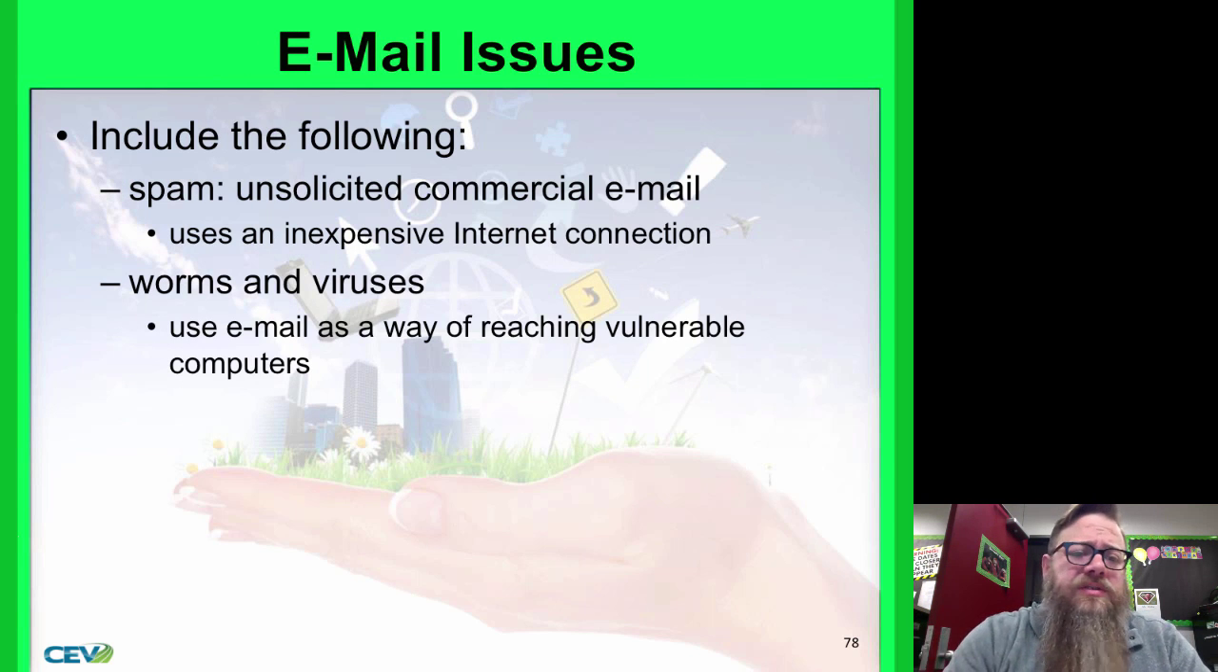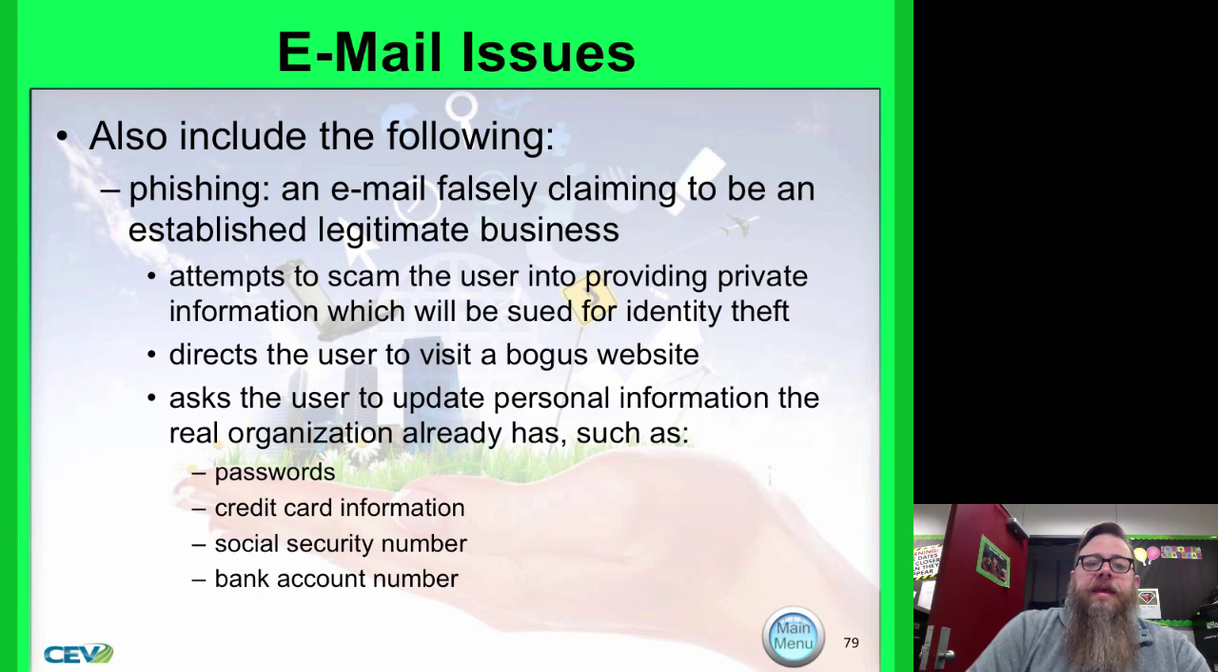Some email issues include spam. This is unsolicited commercial email. It uses an inexpensive internet connection to basically shoot out a bunch of ads into your inbox. Worms and viruses also come through on email. They use email as a way of reaching vulnerable computers.